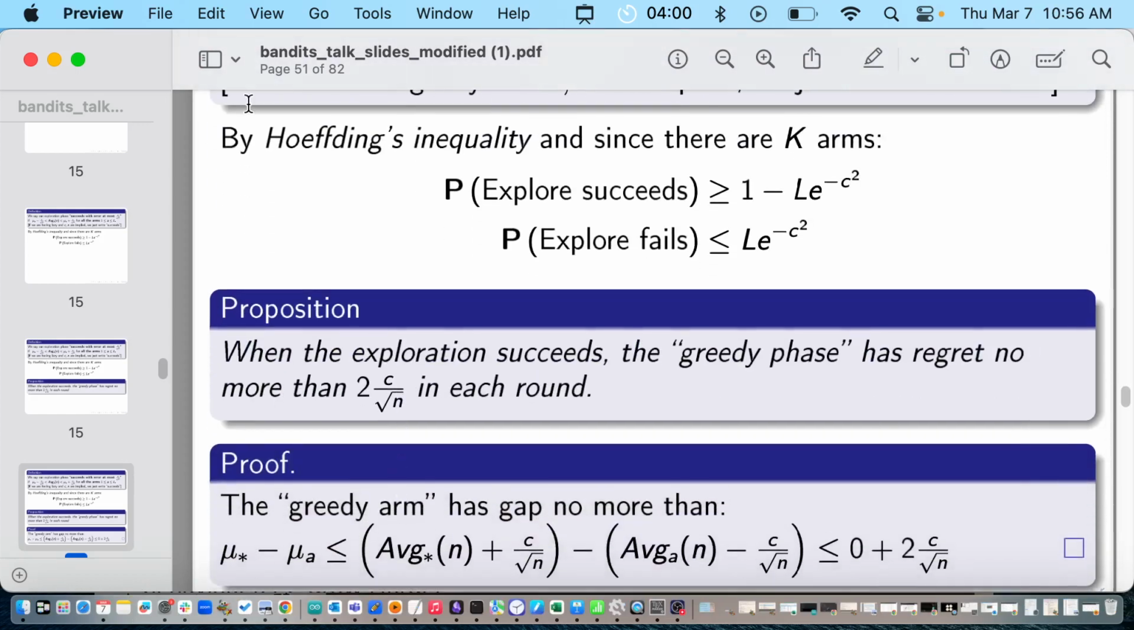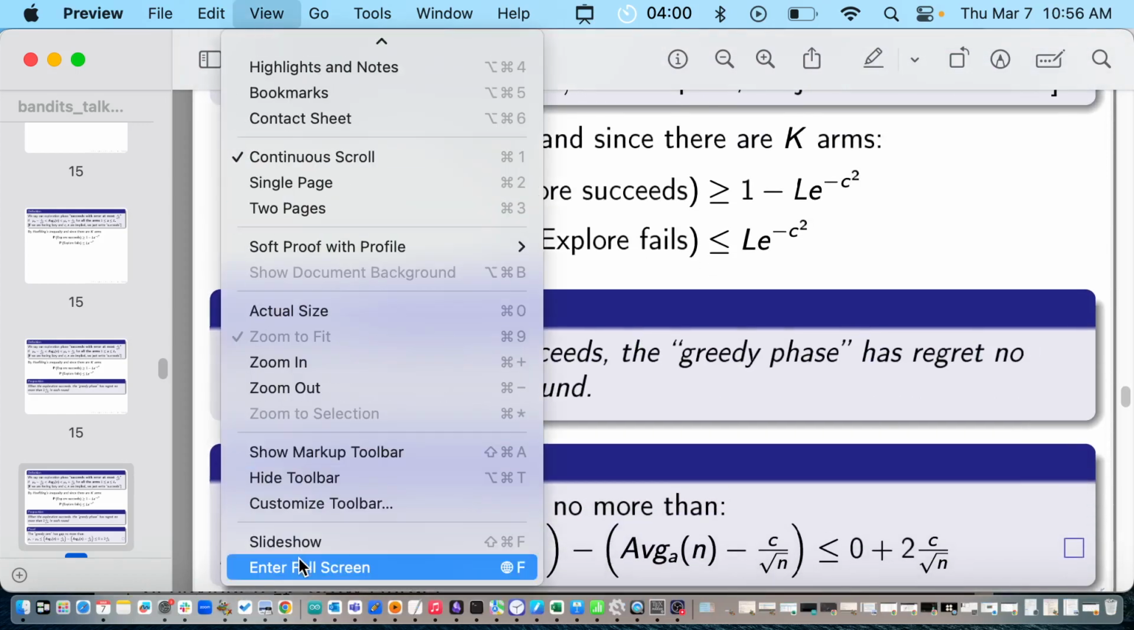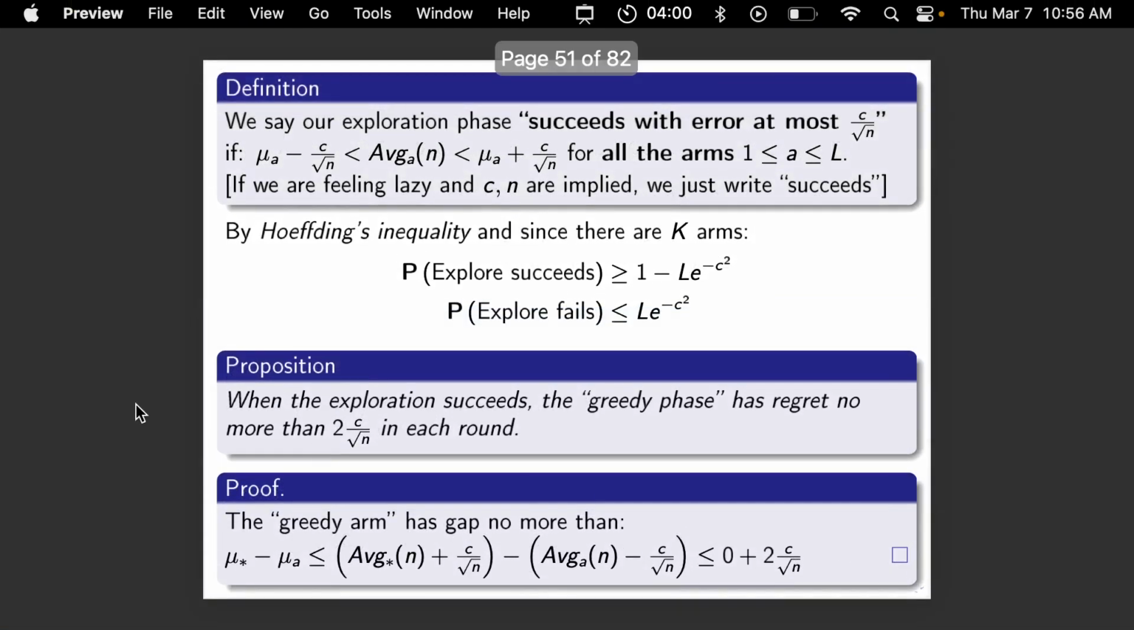So here's the proof with the algebra, in one line, right? The greedy arm has a gap of no more. So you take mu star, the best thing, minus mu a, the one we're picking. And you bound mu star to be no more than the average plus c over square root of n, and mu a can be no less than the average minus c over square root of n. Then you add these up and you get 2c over square root of n. Very nice. This is the algebra version of what we just did. If you understand the picture proof, then this one is a breeze.